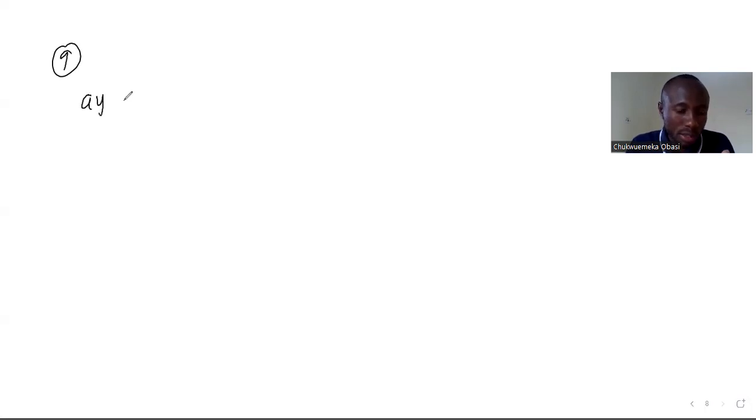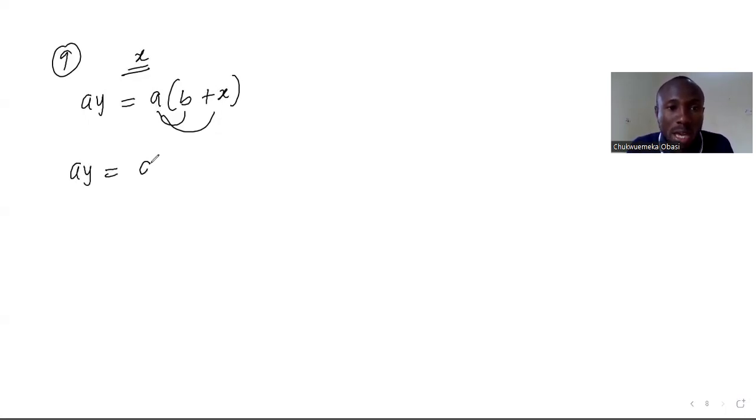Example 9 is saying that we have ay is equal to a into b plus x. And here we want to make x the subject. How do we do that? We need to distribute, and the x is inside this parenthesis. So we need to break out the parenthesis by distributing with a. So we have ay is equal to ab plus ax, right? Remember, I want to make x the subject, not a. So I'll take this guy to this side. So I have ay minus ab is equal to ax.